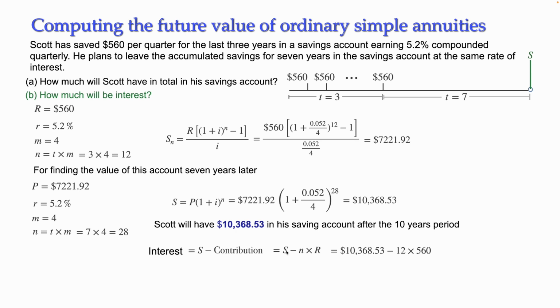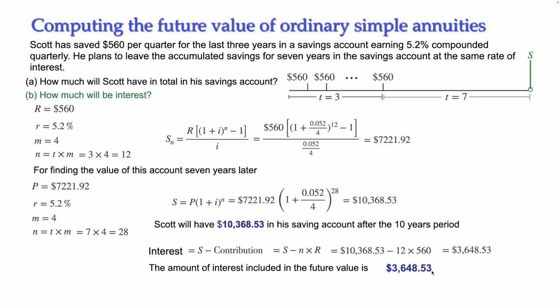So it will be 10,368.53, that is the future value, minus 12 times 560. Scott has made 12 payments of 560. So make it in your calculator and you find the interest is 3,648.53. It is the interest that Scott has earned in these 10 years. So the amount of interest included in the future value is 3,648.53. So that finishes this first problem.